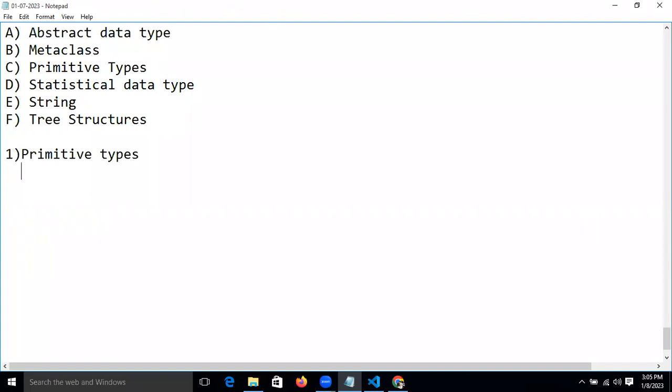What are those primitive data types now, guys? Number, boolean, string, null, undefined. These are the primitive data types inside TypeScript now, guys.